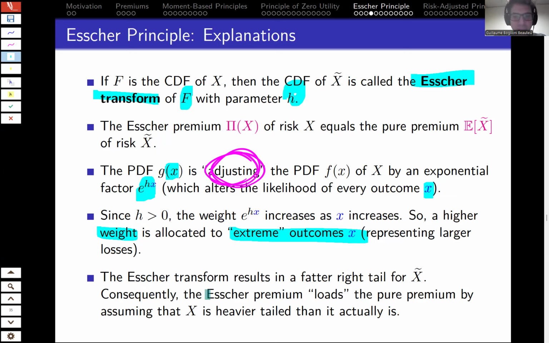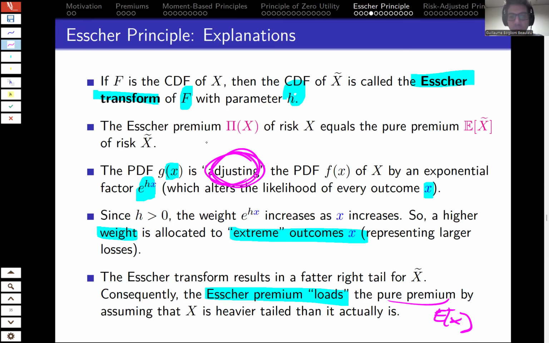So what's happening here is that the Esscher premium loads the pure premium, by pure premium I just mean here the expected value of x, by assuming that x has a heavier tail than what it actually has. So conceptually, we know we want to charge a premium that's bigger than the expected value of x. How do we do this? We assume x has a heavier tail than what it actually has. This would be the x tilde, and then we take the expected value of this one, which will be bigger than the expected value of x, and that's our premium.